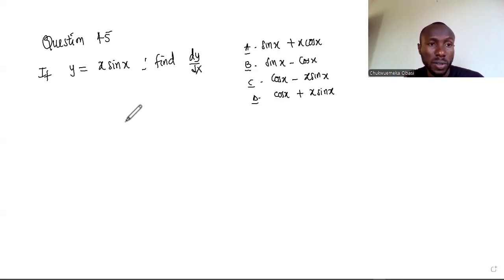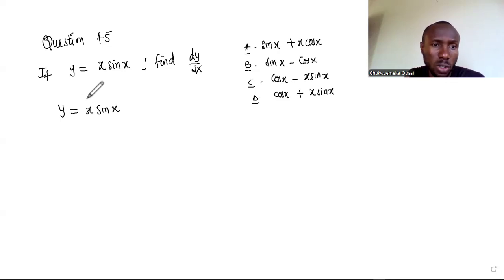So, question 45 says, if y is equal to x sine x, find dy/dx. So, in other words, we want to differentiate y with respect to x. We can see clearly that y is expressed as a product of two functions, which is x and sine x. That implies that we are going to make use of the product rule, right? And if you still remember the product rule, it's very, very easy to utilize.